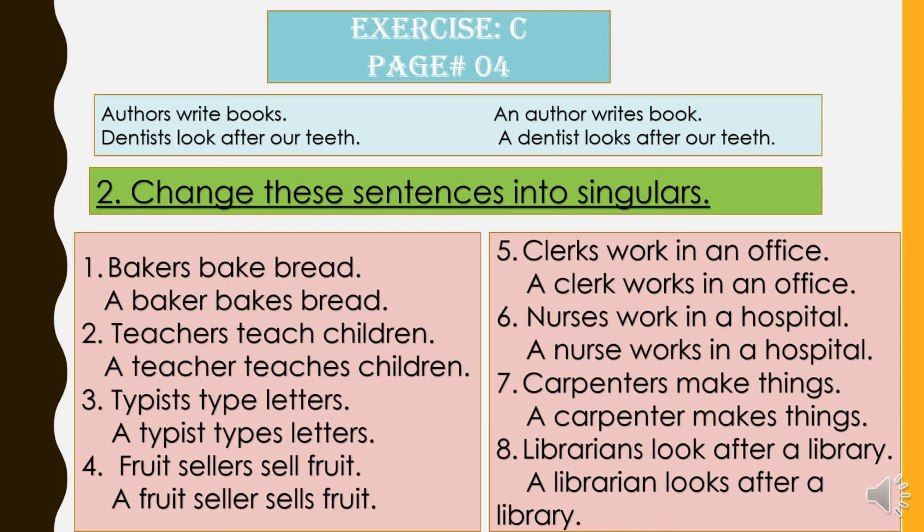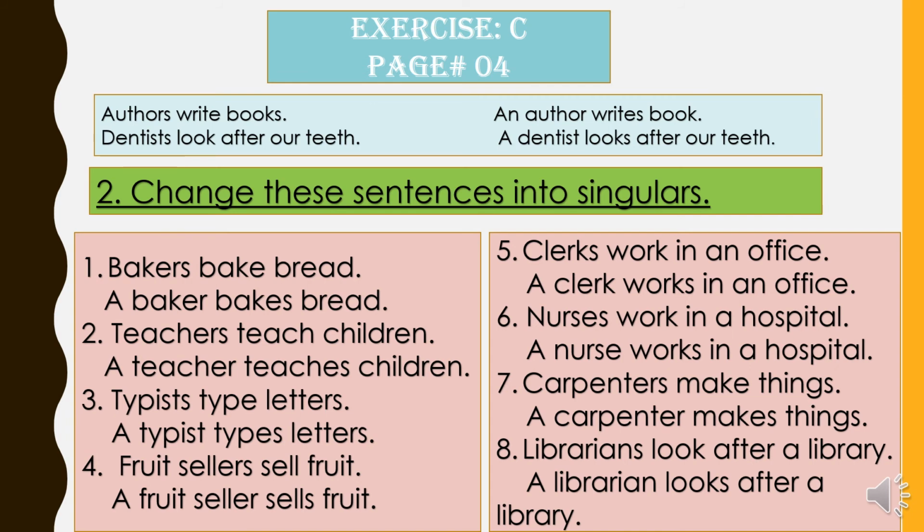Number 3. Typists type letters. A typist types letters. Number 4. Fruit sellers sell fruit. A fruit seller sells fruit. Number 5. Clerks work in an office. A clerk works in an office. Nurses work in a hospital. A nurse works in a hospital.